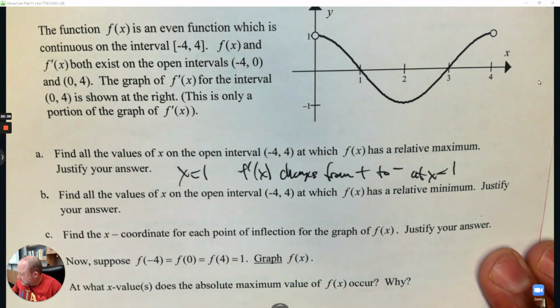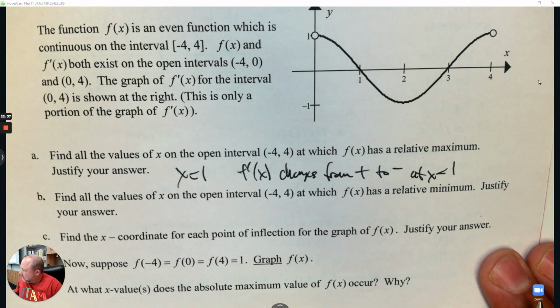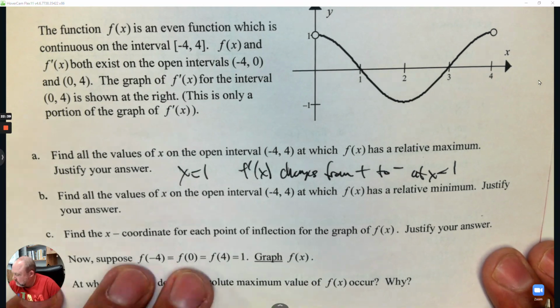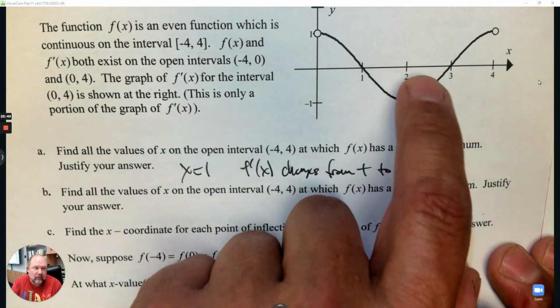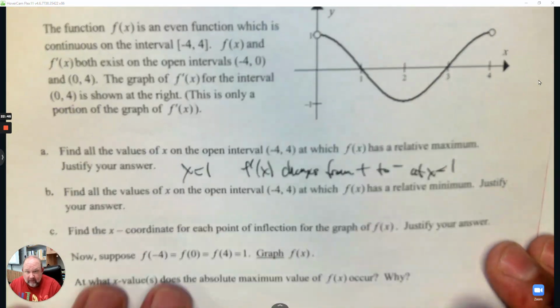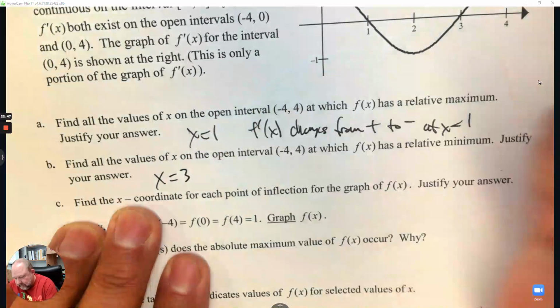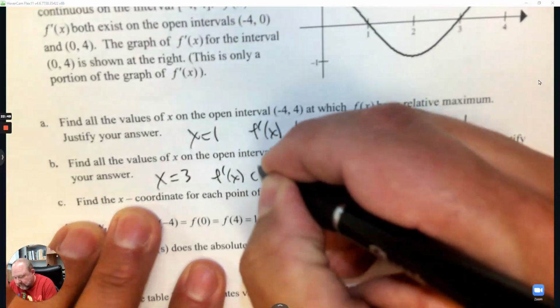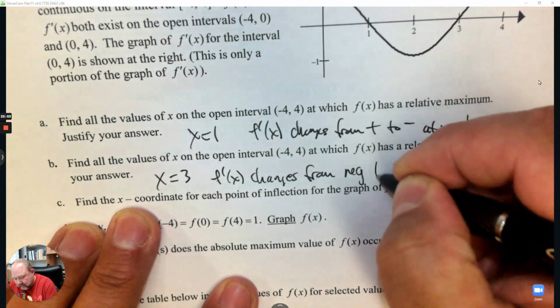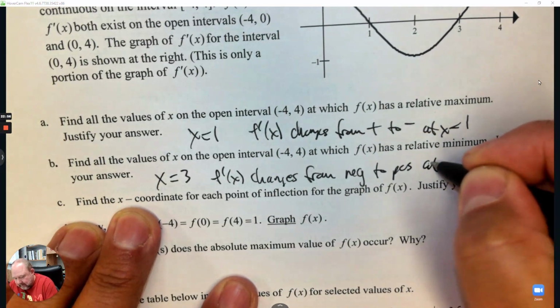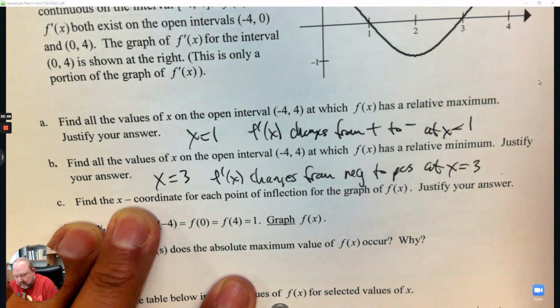B. Find all values as a relative minimum. Well, that's when it goes from negative to positive, so it's at 3. Same idea, right? The derivative changes, this time from negative to positive at x equals 3.